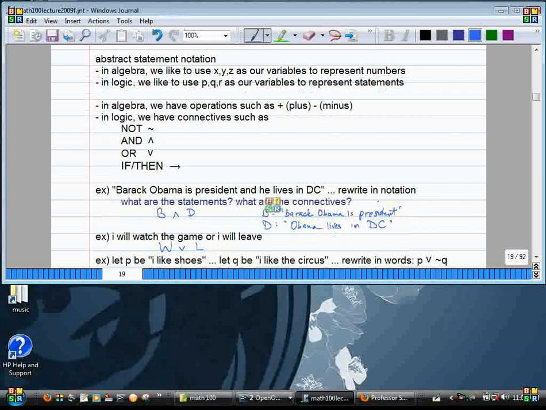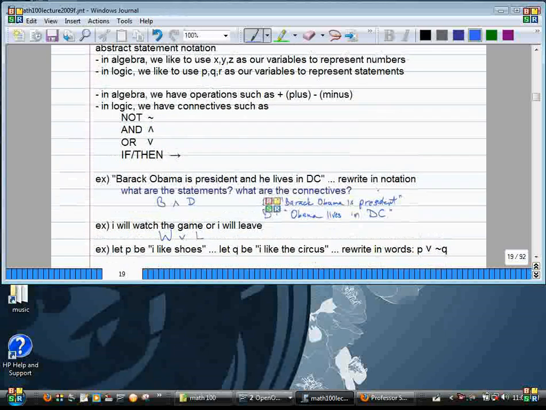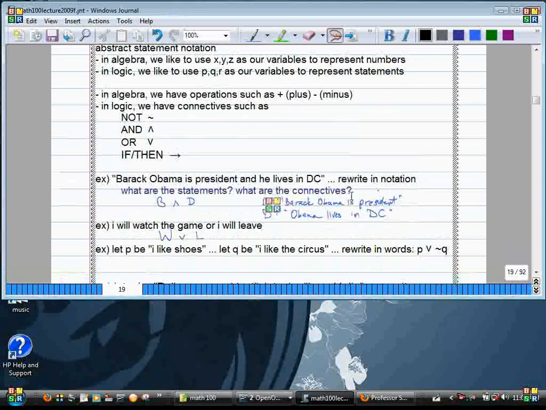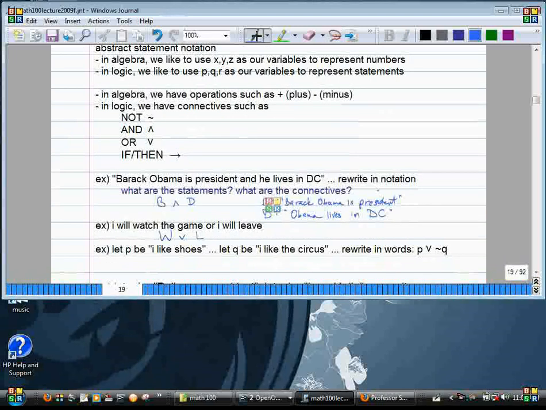Now let's go the other way. All right. I'm going to need another. So let P be the statement, I like shoes. Let Q be the statement, I like the circus. Rewrite this in words. Now first of all, what does that say just in notation? P or not Q.